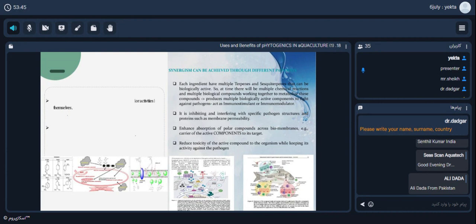It is inhibiting and interfering with specific pathogen structures and proteins, such as membrane permeability. It enhances the absorption of polar compounds across biomembranes, that is, it is a carrier of the active components to their targets, and it also reduces toxicity of the active compound to the organism while keeping its activity against the pathogen. If you want to know more about it, you can ask me, or you can go to many literature sources, which have described it in fish, in shrimp, and even in humans in many ways.